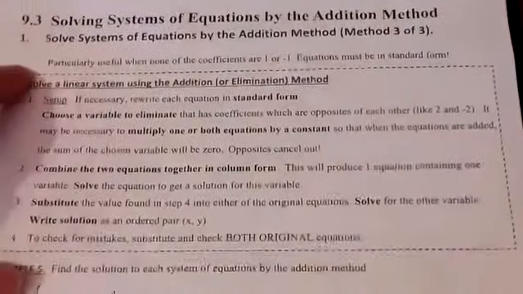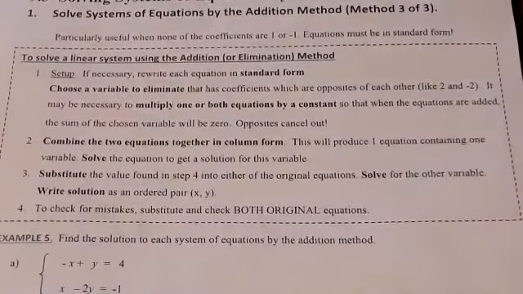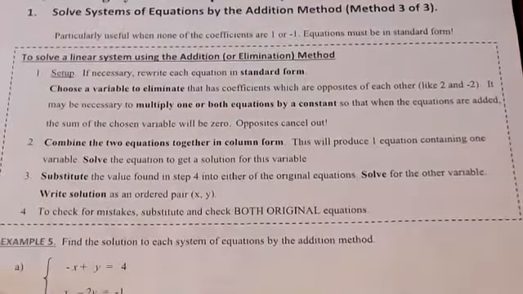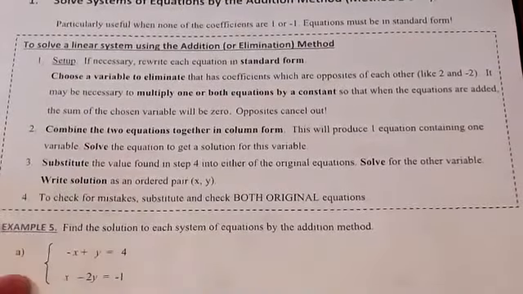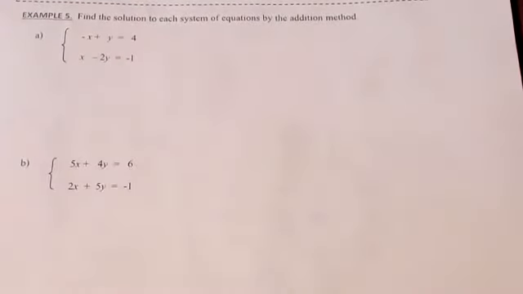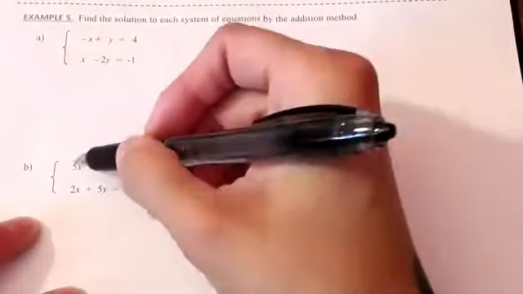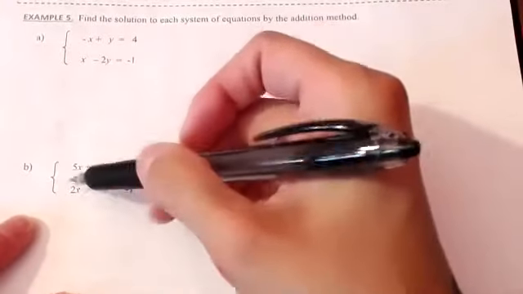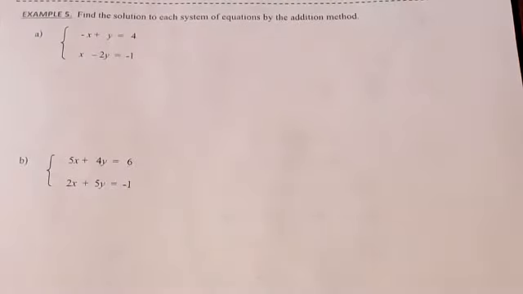So I've provided to you steps on how to use elimination or addition method. It means the same thing. You can view these at any point. But again, this is a recap or a reminder, a refresher of what we did last semester. So I'm actually going to skip part A because A is already set up for elimination. I actually want to look at part B. When we look at part B, we have 5x plus 4y is equal to 6. And then we have 2x plus 5y is equal to -1. The idea behind elimination is that you have the authority to choose a variable you would like to eliminate.